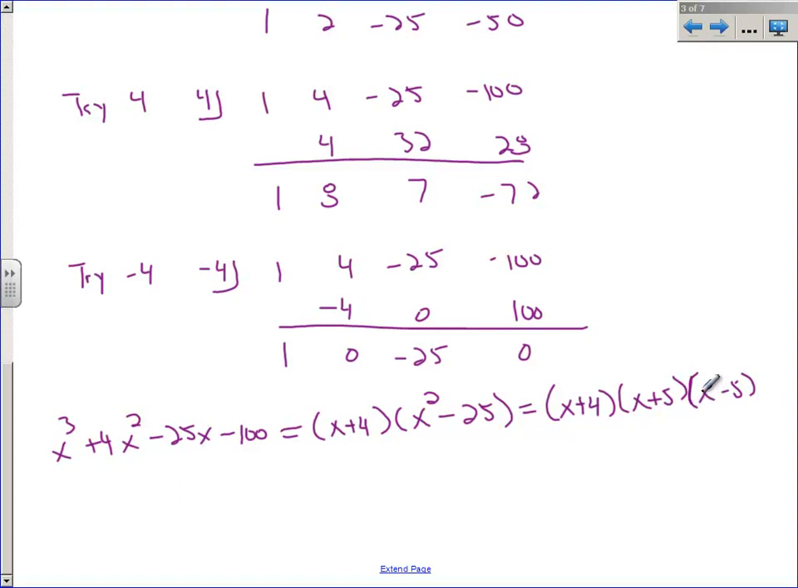So I have factored all the way down into linear factors. This x cubed has 1, 2, 3 factors, which means it has 3 roots: negative 4, negative 5, and 5.